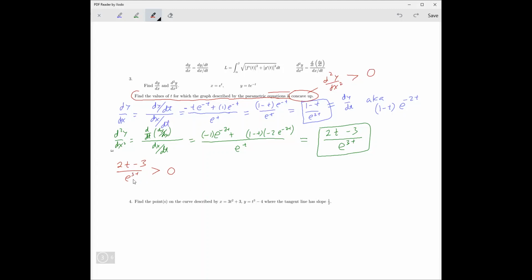Now the denominator is always greater than 0. So this is the same as just having 2t minus 3 being greater than 0. Then bring the 3 over to the other side, and divide by 2. We're supposed to put that into interval notation. So (3/2, infinity) would be the answer. Okay, any questions about number 3? Concerns?